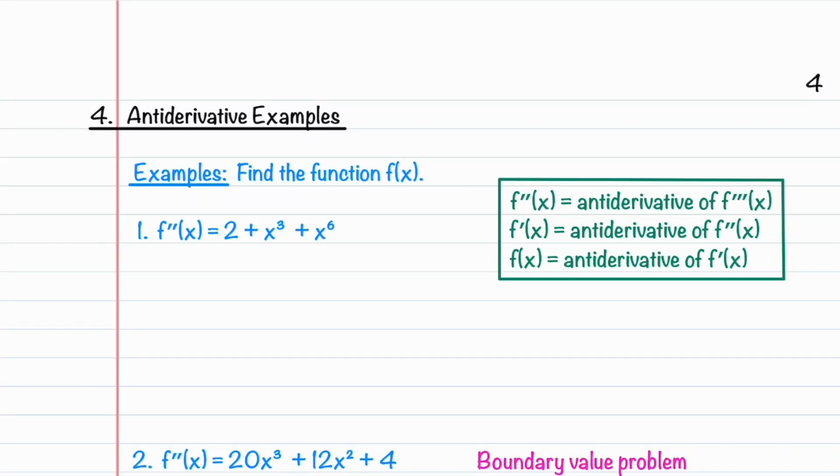We're now going to walk through 3 antiderivative examples where we're given a second or a third derivative and we want to find the original function. In all 3 of these examples, we're going to find the function little f of x. In our first example, we're given that the second derivative of little f of x is equal to 2 plus x cubed plus x to the 6th.